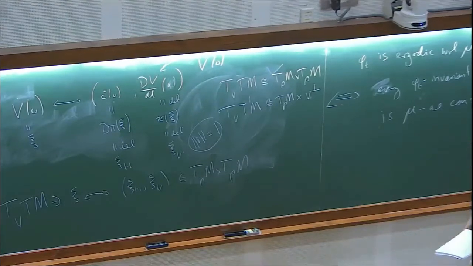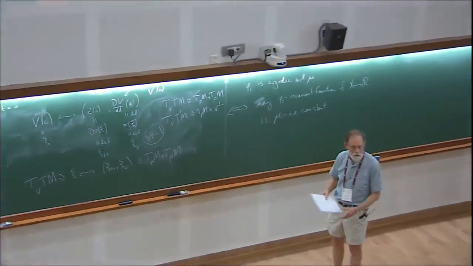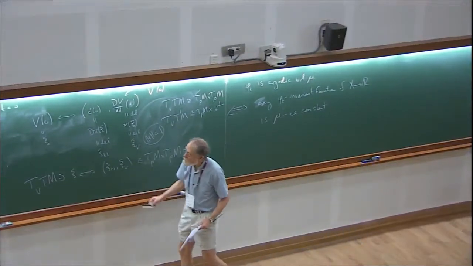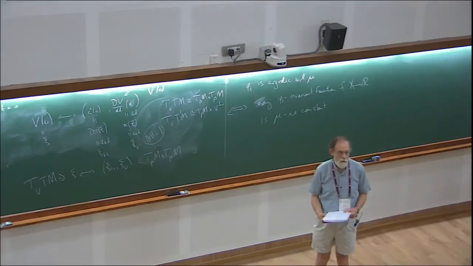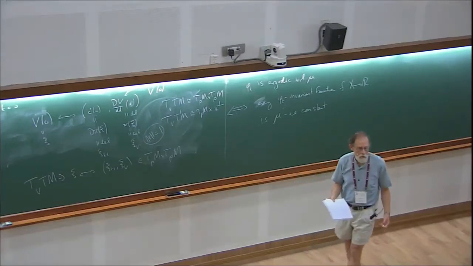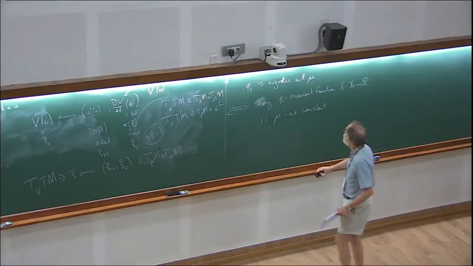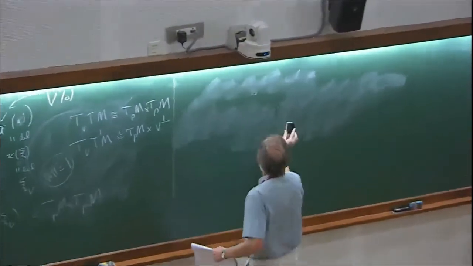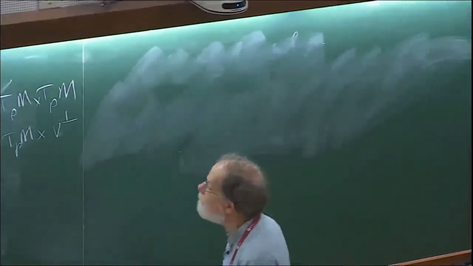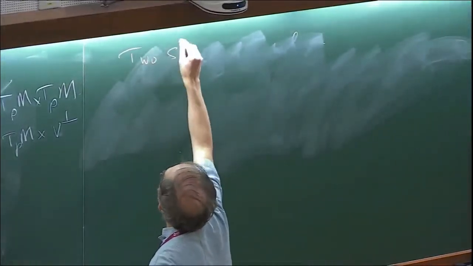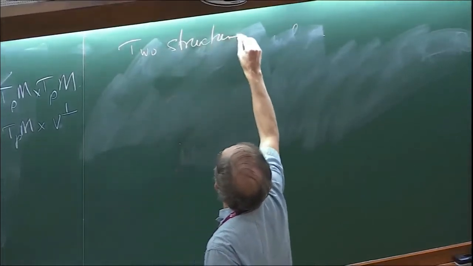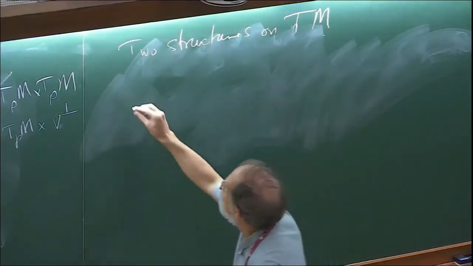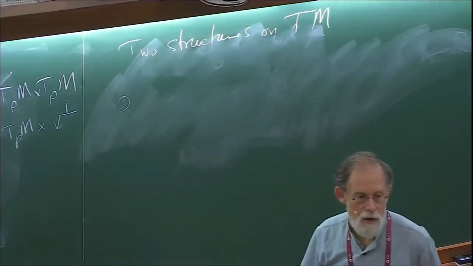Okay, so that's the sort of very quick introduction to basic geometry. Now that we've got that, I can describe this Liouville measure. And I can describe it in two different ways, which actually give the same measure. So let's have two structures on the unit tangent bundle. The first structure is a Riemannian metric.